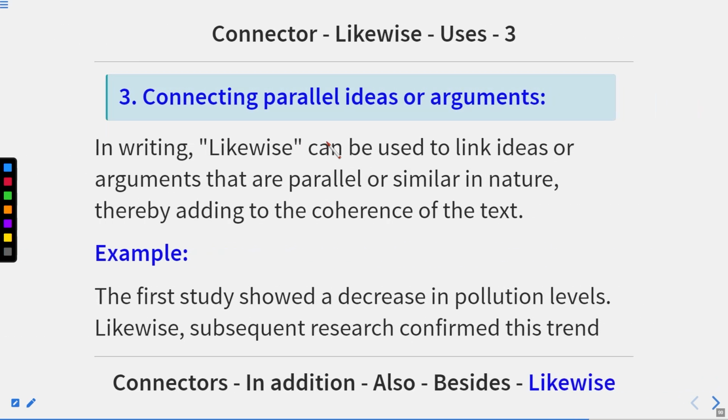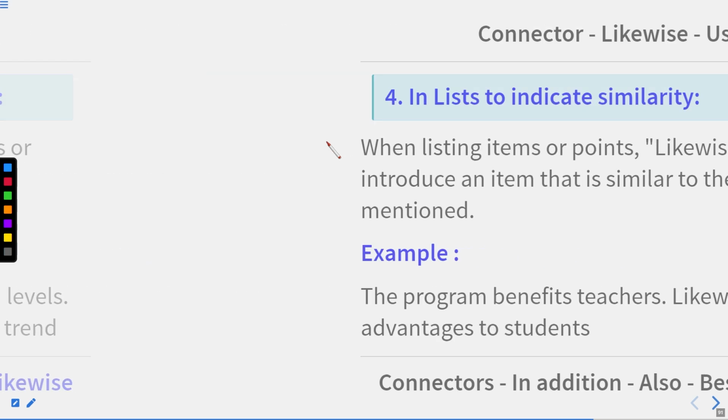Connecting parallel ideas or arguments. In writing, likewise can be used to link ideas or arguments that are parallel or similar in nature, thereby adding to the coherence of the text. The first study showed a decrease in pollution levels. Likewise, subsequent research confirmed this trend. It means the study showed this, and the subsequent research has proved it. So here we are using likewise, because the idea of both statements is the same or similar.